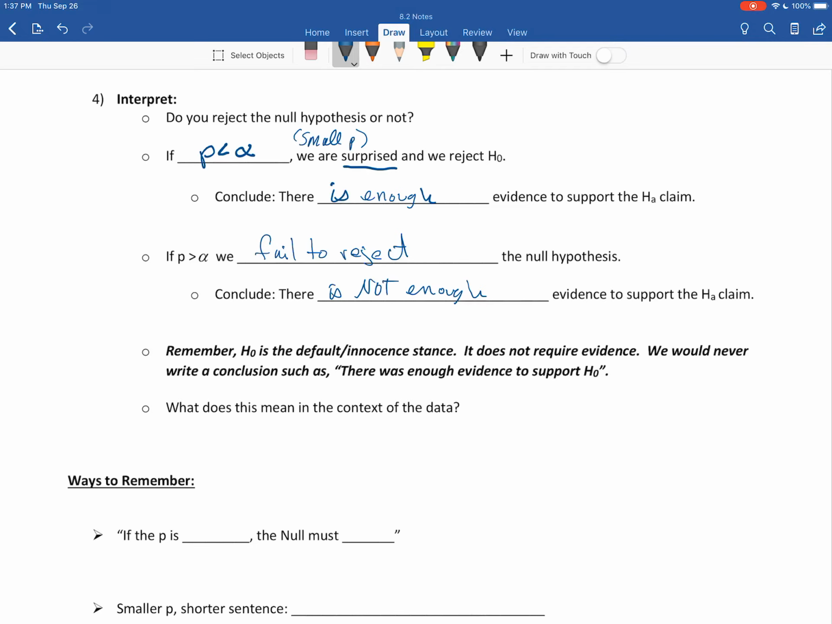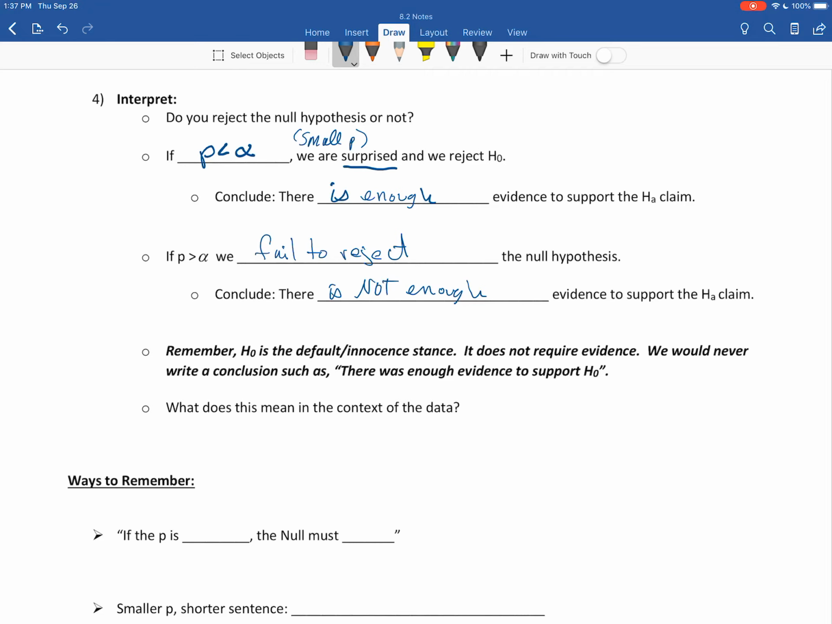As a reminder, this is in bold print here. This is super important to understand. Your H0 is the default, or the innocence stance. This is what we believe unless we can show otherwise. It does not require any evidence. You don't need to show proof of being innocent. You only need to show proof to get a guilty verdict.